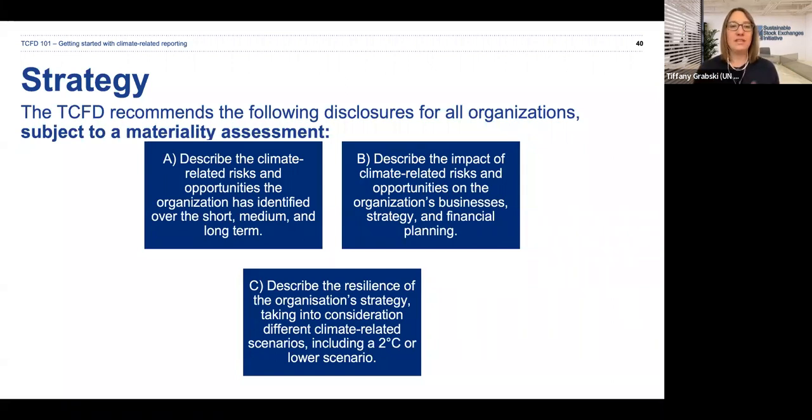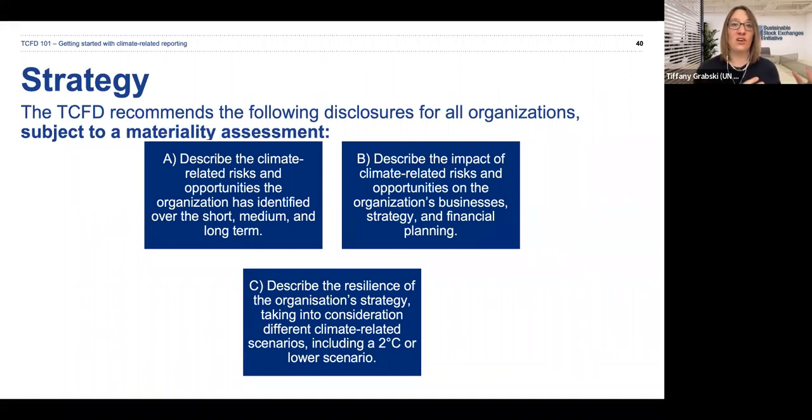So what we want in our annual report is those aspects that are deemed to have a financial impact on our organization. So the first recommended disclosure in the strategy pillar is to describe the climate-related risks and opportunities that the organization has identified over the short, medium, and long term to have a financial impact. So we might have, in our risk management process, gone through and evaluated various different risks and opportunities from climate. We've gone through those lists of risks and opportunities that the TCFD has provided. And then we've identified which ones will have a material financial impact on our organization in the short term, the medium term, and the long term.